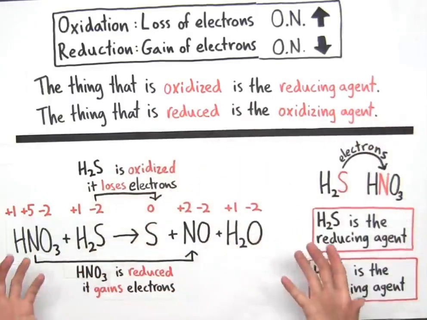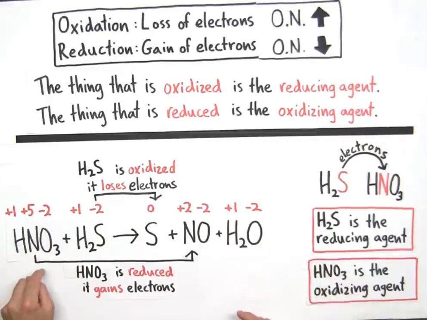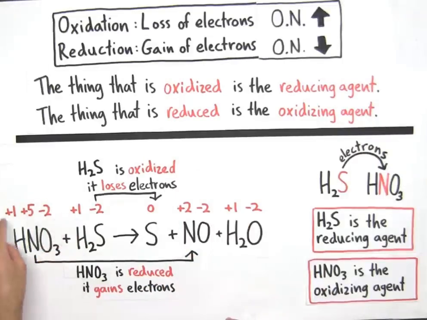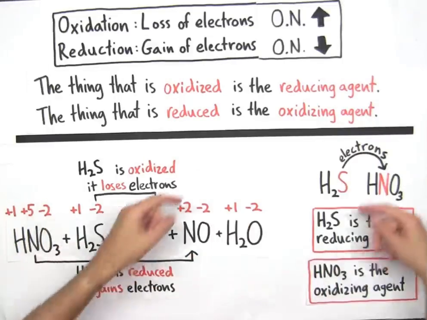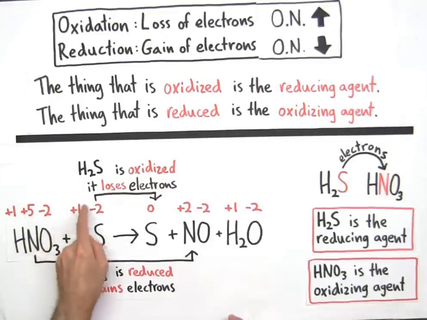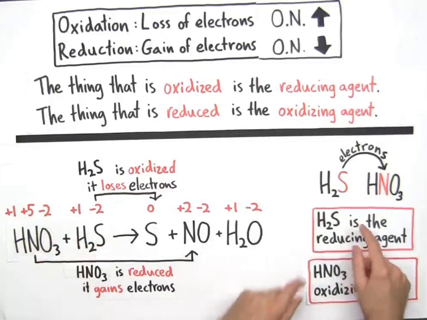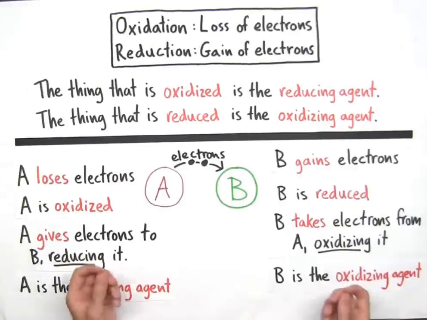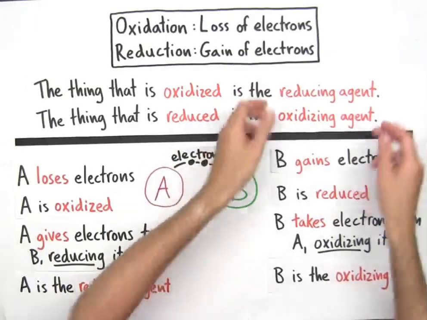Just remember, when you have an equation like this where the individual atoms that are getting oxidized or reduced are part of larger compounds, when you're talking about oxidizing agents and reducing agents, you probably want to mention the whole compound instead of just the individual atom. So that's everything that you need to know about oxidizing agents and reducing agents.